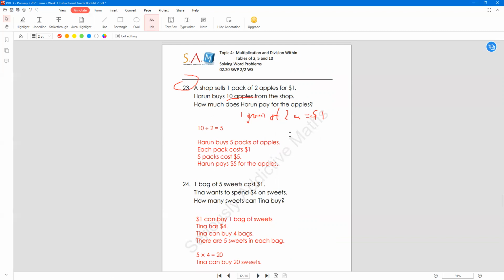How many groups are there? So 10 divided by 2 per group equals 5. So there are actually 5 groups. So one group of 2 apples is $1. So 5 groups would be equal to, I did not write it up because I'm not using a mouse, 5 times $1, equals $5, and they write the statement.